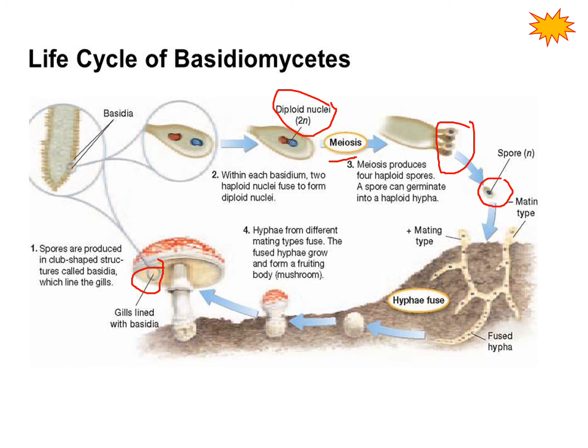So the hyphae needs 2 different mating types, which is the plus and the minus. The hyphae from different mating types fuse, and then the fused hyphae grow and form a fruiting body, which is the mushroom.